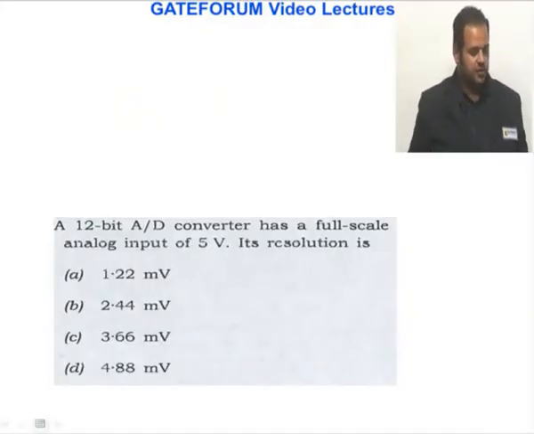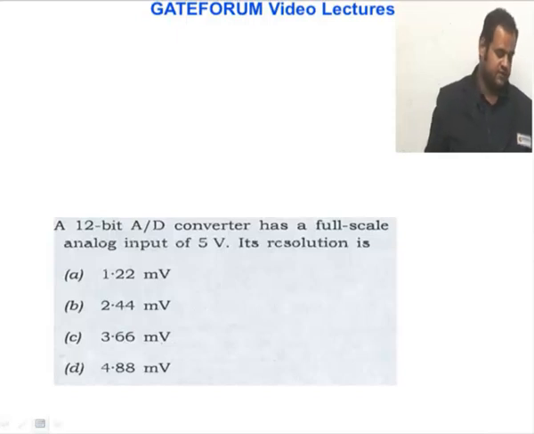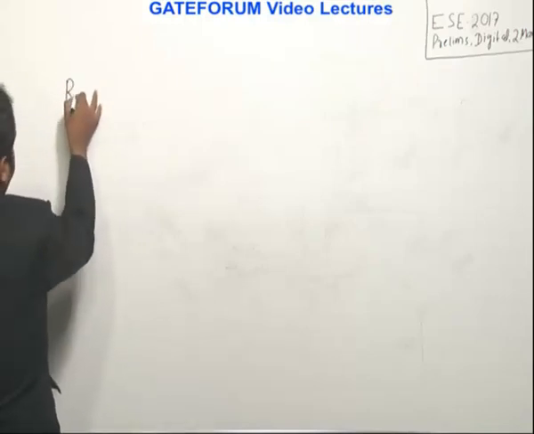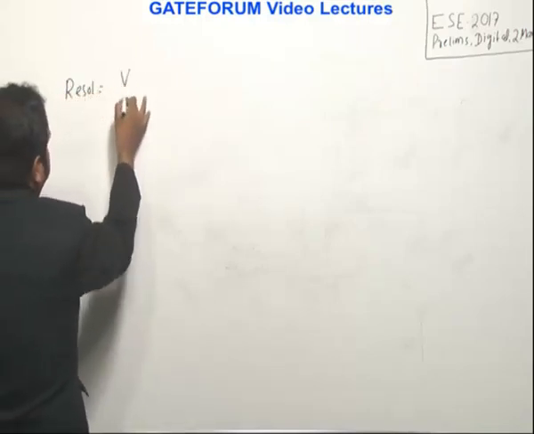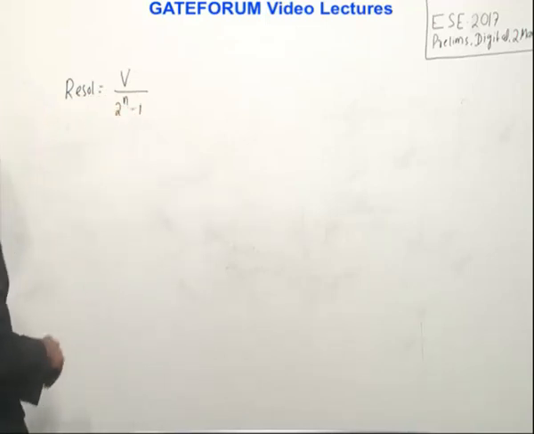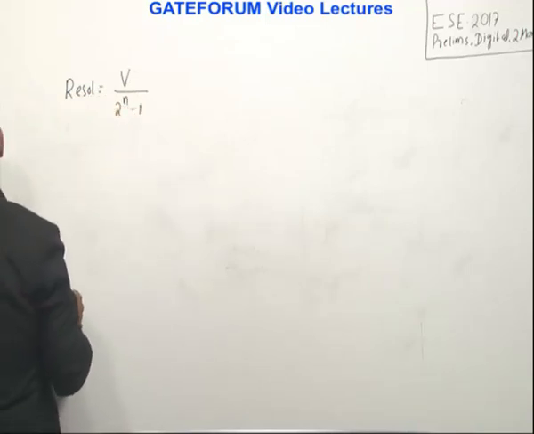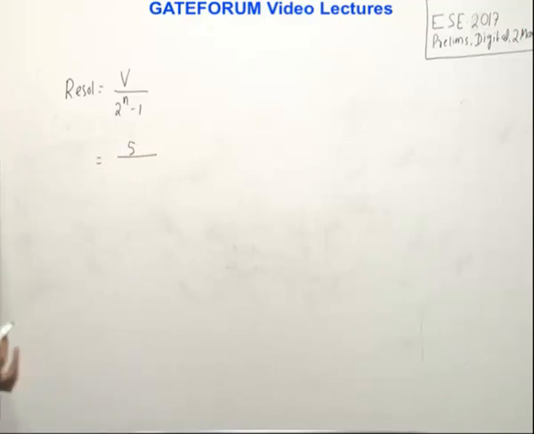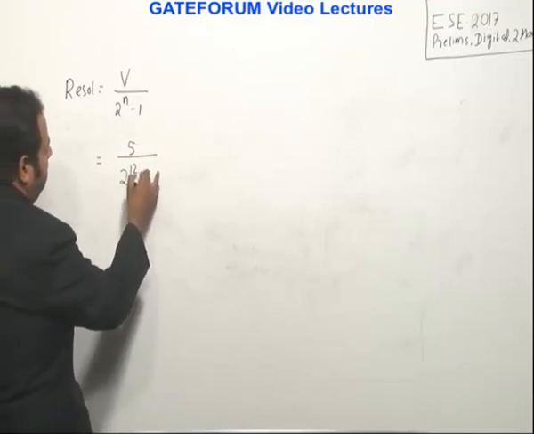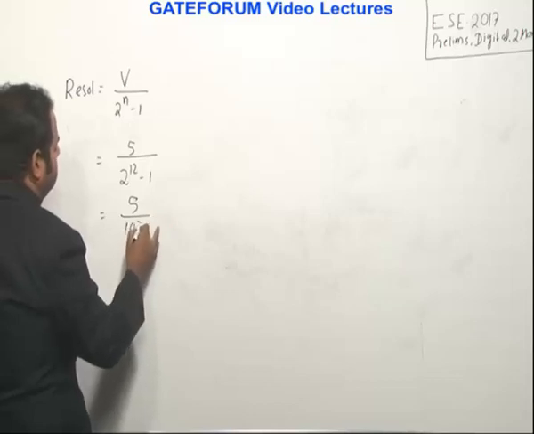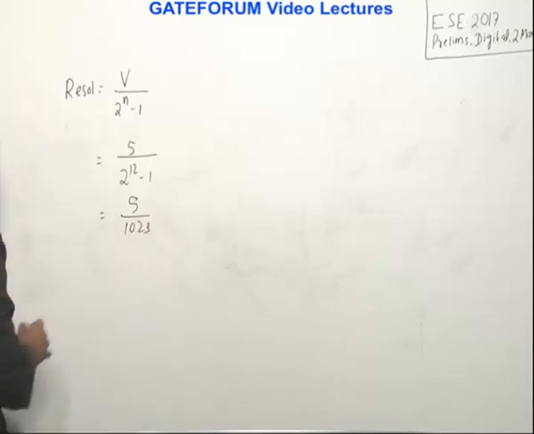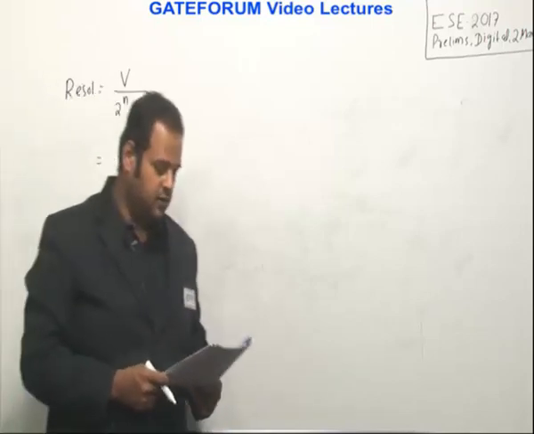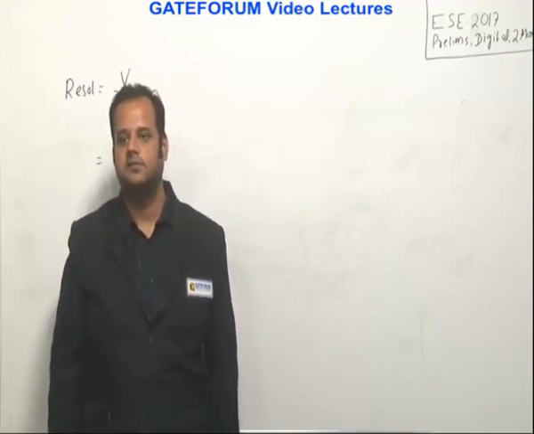A 12-bit A to D converter has a full-scale analog input of 5 volts. Its resolution is what? What is the formula? It is V divided by 2 raised to power n minus 1. V represents the full scale value, which is 5, and n represents the bit structure, which is 12 bit. So it is 2 raised to power 12 minus 1, so this is 5 by 1023. With a little calculation, the answer is 1.22 millivolts. So the resolution is 1.22 millivolts, which is option A, and A is the right answer.